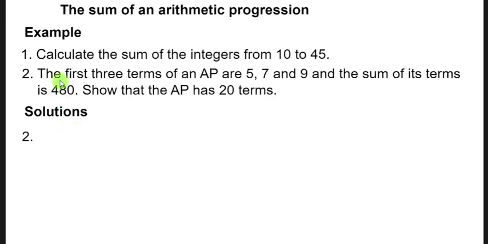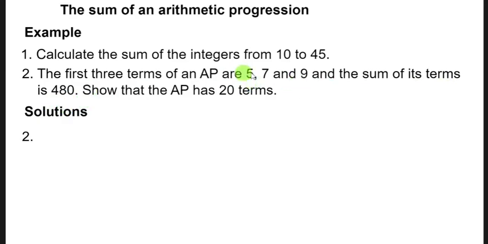So question 2, they are saying the first three terms of an arithmetic progression are 5, 7, and 9, and the sum of its terms is 480. So here they are saying the first three terms. When they say the first three terms, they haven't told us that this arithmetic progression has terminated. So they have just given us 3, which are 5, 7, and 9, and the sum of its terms is 480.